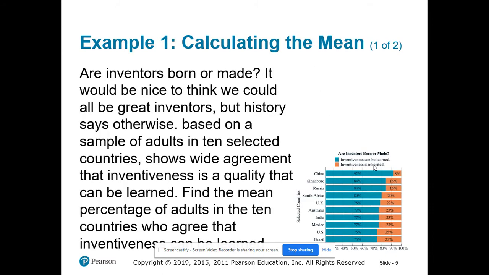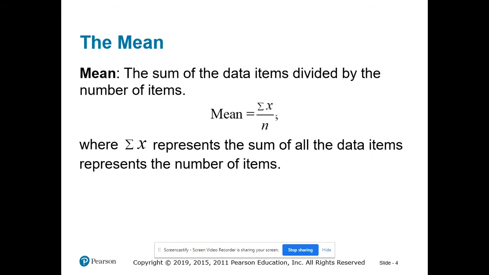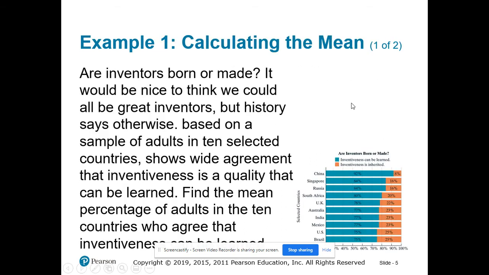Mathematically, we would write it like this. This symbol right here is a Greek letter, but what it means is add them up. Whenever we have this symbol, it means add up whatever it is that we have right there. So this means add the x's, and this n represents the number of items we have. So add up all the data points and divide by the number of numbers we have. All right.